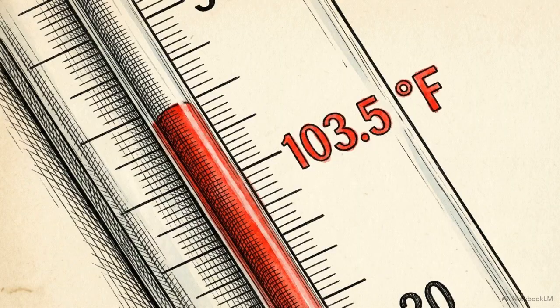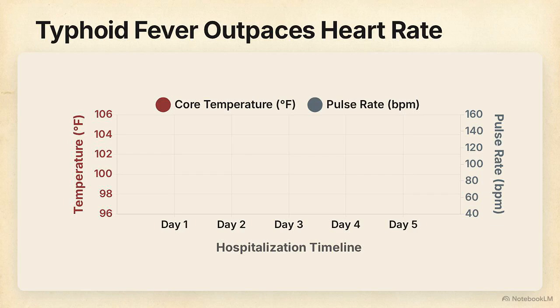The cardinal anomaly to look for is the step-ladder fever pattern. This chart tracks a patient's temperature over 5 days. Notice the red line moving upward in a distinct staircase pattern. The peak temperature rises incrementally day over day, never fully returning to the baseline.